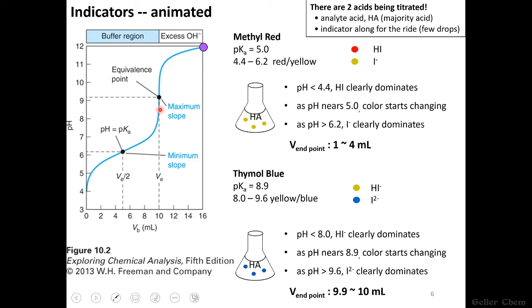One drop later, pH is skyrocketed, we are blue. And so we have a legitimate endpoint volume where just a very specific volume of base, somewhere in between 9.9 to 10 milliliters, causes that color change to occur. And that endpoint overlaps with the equivalence point.